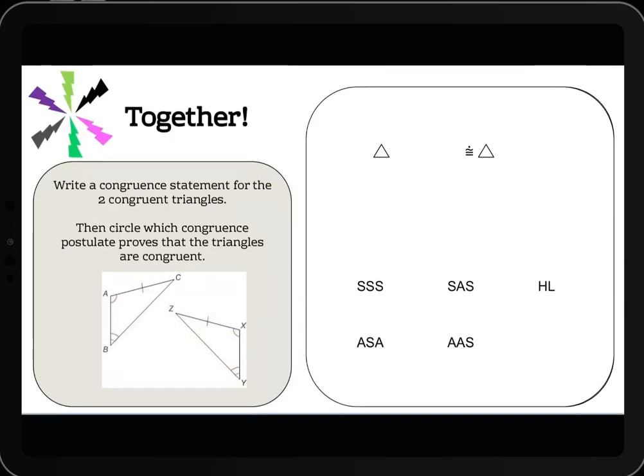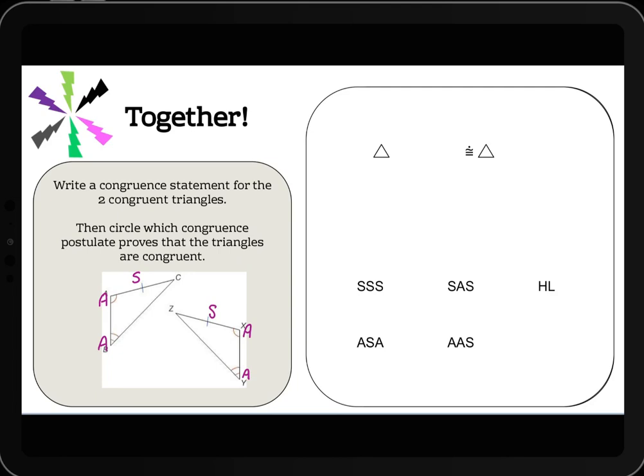So let's take a look at this example here. We have two triangles. They're not sharing anything, so there's no reflexive property at all whatsoever. And looking at the diagram, I'm just going to label things. I have an angle, an angle, and then a side. And then I have an angle, an angle, and a side.